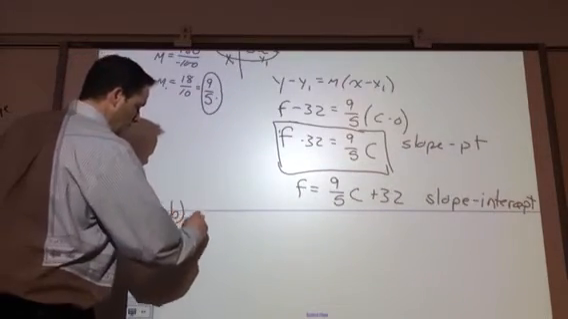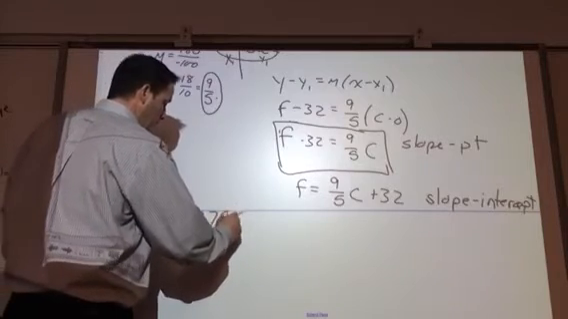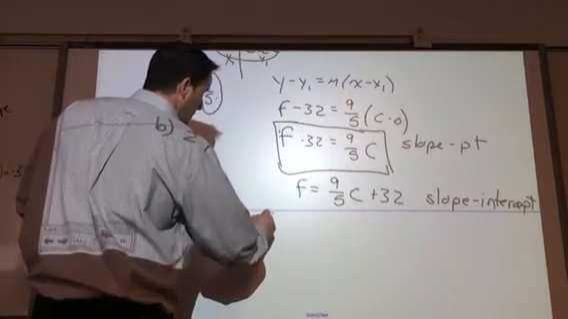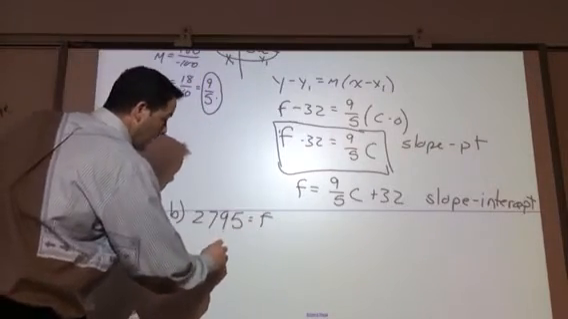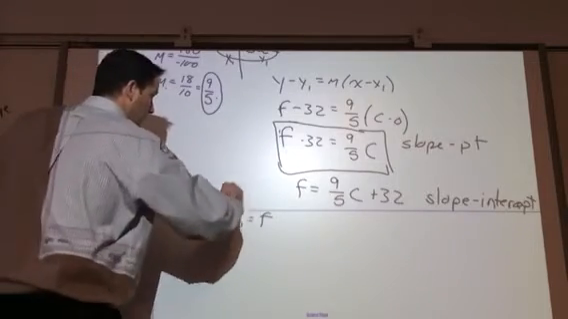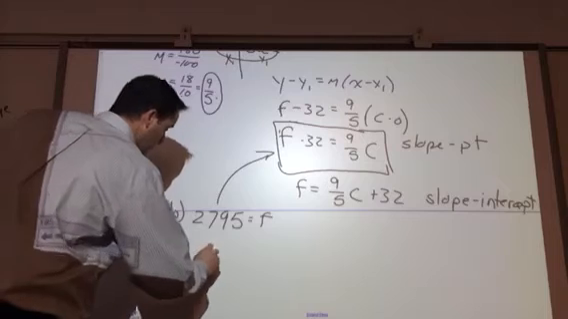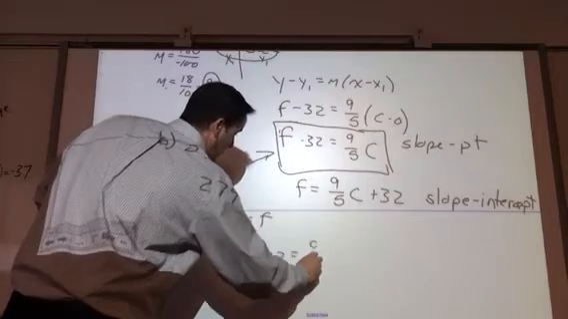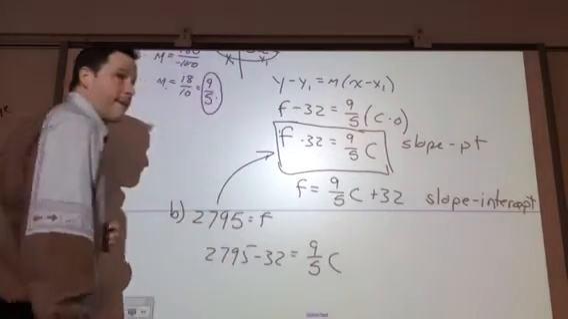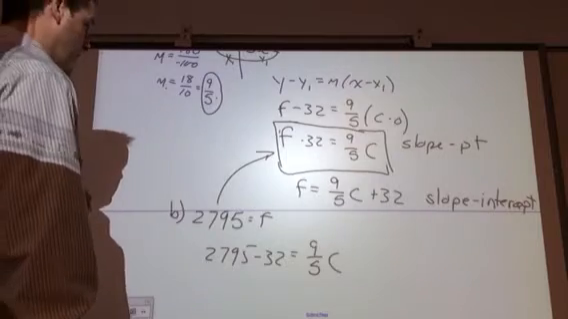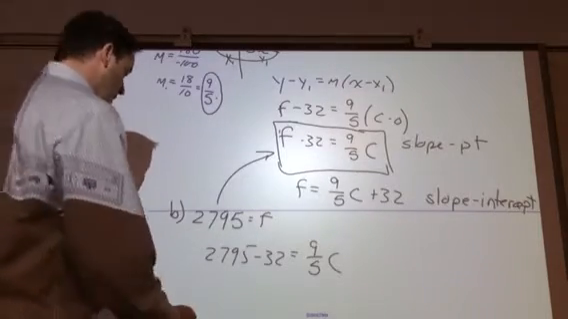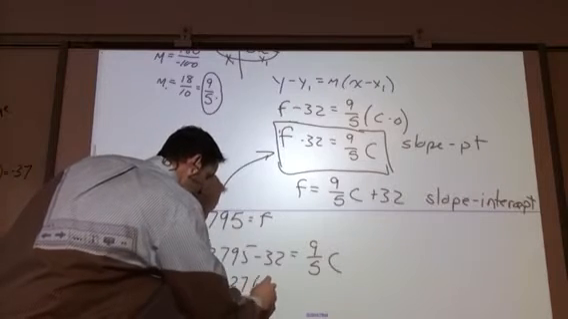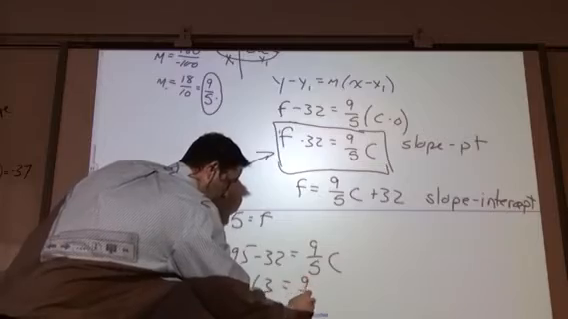B. 2,795 degrees Fahrenheit. That's F. So, I'm going to sub that in for F. And I'm going to sub it into this form here. It doesn't matter which one I do. So I get 2,795, subtract 32, equals 9 over 5, C. We have 2,763 equals 9 over 5, C.